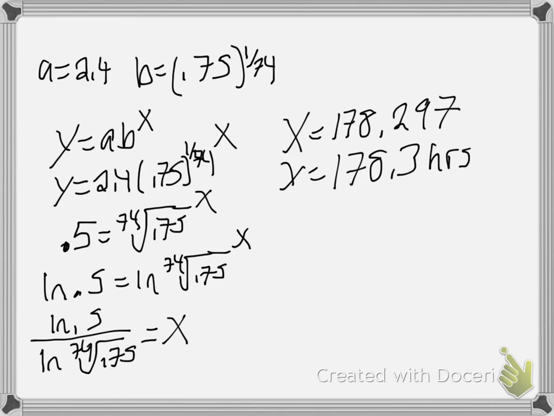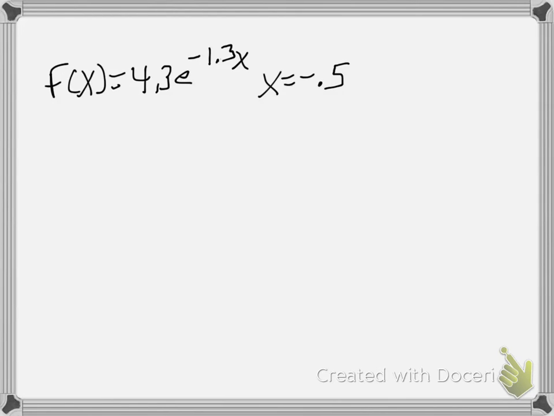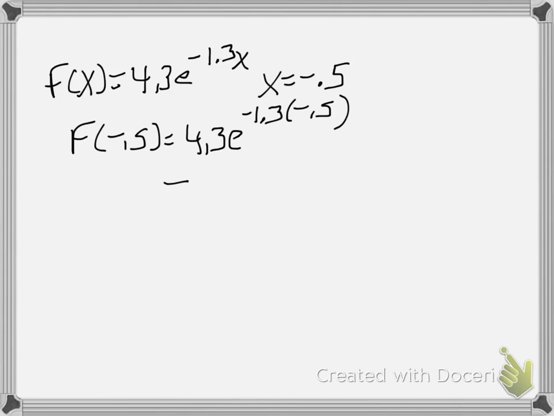Straightforward. Okay, you've got to know what you're doing now. All right, yet another, can you plug a number in and find the function? That's 20 points on this test, guys, where all you had to do is plug it in and figure it out. So f of negative 0.5 would be 4.3 e to the negative 1.3 times negative 0.5. If you plug that into your calculator correctly, you should get 8.237 after you round it to the nearest 3 decimal places as asked.